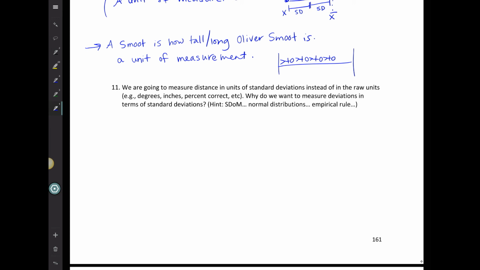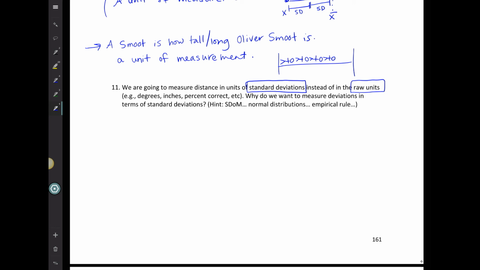So instead of saying, like when we talked about St. Louis and San Francisco, and we talked about how many degrees different or how many degrees something was. Or maybe talking about inches, like how tall someone is, or percent correct on a test. Whatever thing we're talking about, instead of talking about it just in terms of the raw units, how many points, how many percent, how many inches, how many degrees, we want to know, okay, not really how many inches, but how many standard deviations is it?